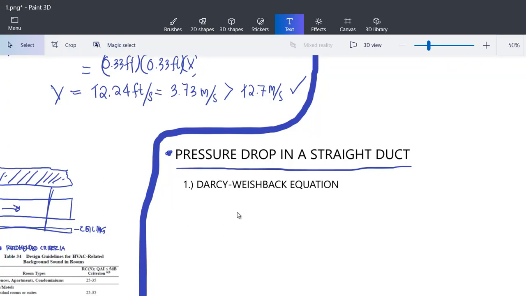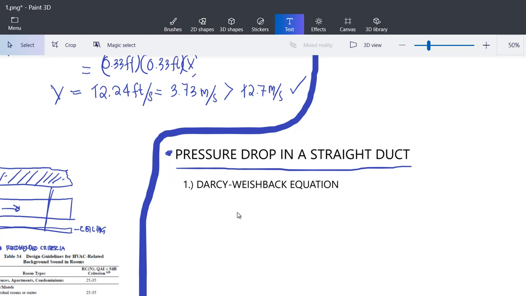We'll go now to the pressure drop in a straight duct. So we're doing calculations for your ducting, pressure ducting, in order for us to size the capacity of the fan required to develop the pressure to overcome the pressure. Now, first we're going to introduce the Darcy-Weisbach equation.